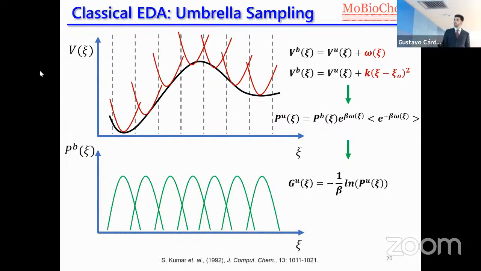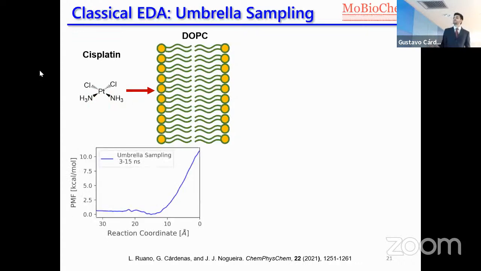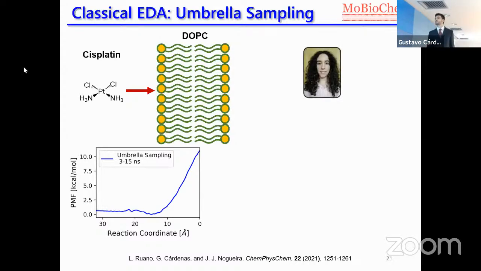Okay, so now let's get into what we actually did here. Here again is the phenomenon we're studying. Below is the free energy, or the potential of mean force, along this reaction coordinate. The reaction coordinate, again, is the distance between these guys here. I would like at this point to point out that this part of the project was also a part of Lorena Ruano's bachelor thesis, so we both worked thoroughly on this part.